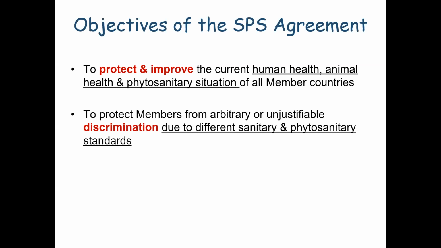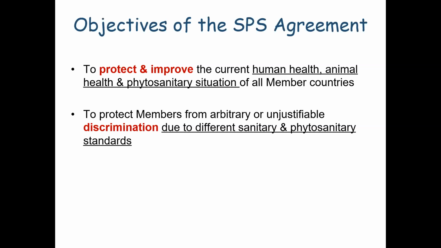Second is to protect the members from any arbitrary or unjustifiable discrimination. Discrimination due to what? Due to different measures, that is sanitary and phytosanitary standards or requirements or regulatory requirements. So members have to be protected from other members putting in measures or standards which are not justifiable or which are discriminatory. Discriminatory would mean discriminatory from measures which they have in their own country.